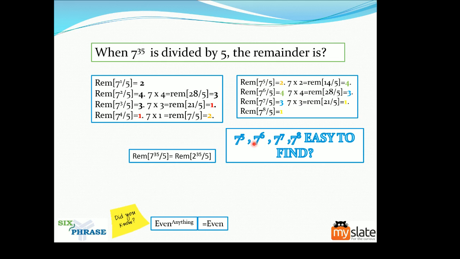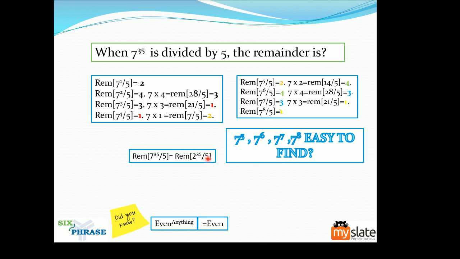Does it suggest that the remainders of 7 power 35 by 5 and 2 power 35 by 5 are the same? See, not for one moment am I suggesting 7 power 35 by 5 is equal to 2 power 35 by 5. Okay, that is not what I am saying. What I am saying is the remainder of 7 power 35 by 5 is equal to the remainder of 2 power 35 by 5. That is what I am suggesting.